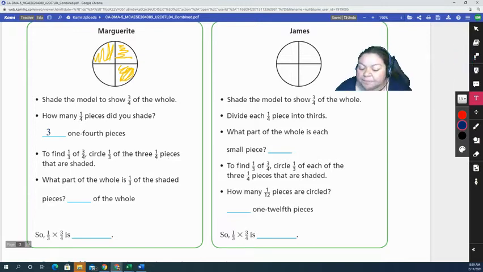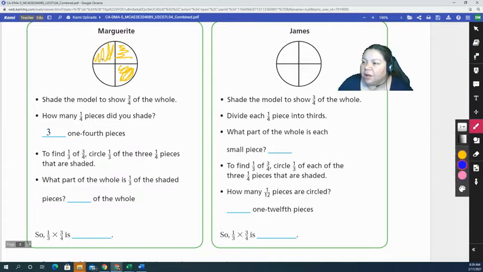Okay, let me repeat that. I want to find what is 1/3 of 3/4. So to do that, I'm going to circle 1/3 of the 3 1/4 pieces. This one works out perfectly because you could see that our 3/4 is divided into 3 sections. The thing is that you cannot always do that with all problems, right? They don't work like that. But in this case, Margaret did it this way. She circled one of the 3/4.